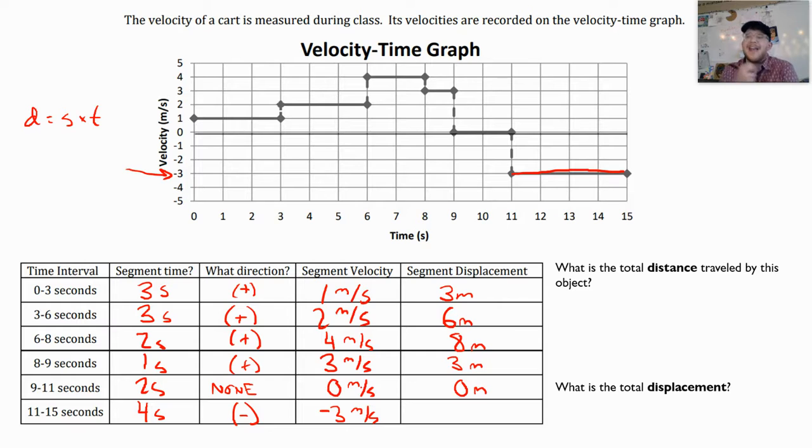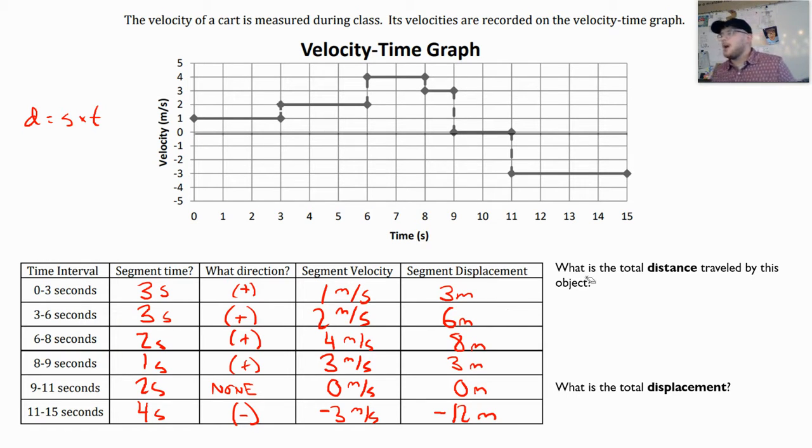Well, if I'm going at negative 3 meters per second for 4 seconds, how far did I go? I went 12 meters. 4 times 3 is 12. But I went negative 12. I went backwards 12. So my displacement is actually negative 12 meters because I went backwards. I had a negative velocity. All right. So what we just did right here was break this down leg by leg of this graph. I found my displacement for every single one of these legs.